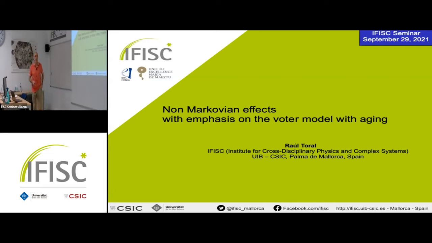Okay, I'm going to talk about these non-Markovian effects, and I will give a couple of examples. I will give a special emphasis on this Botter model with aging, which I will define along the talk.